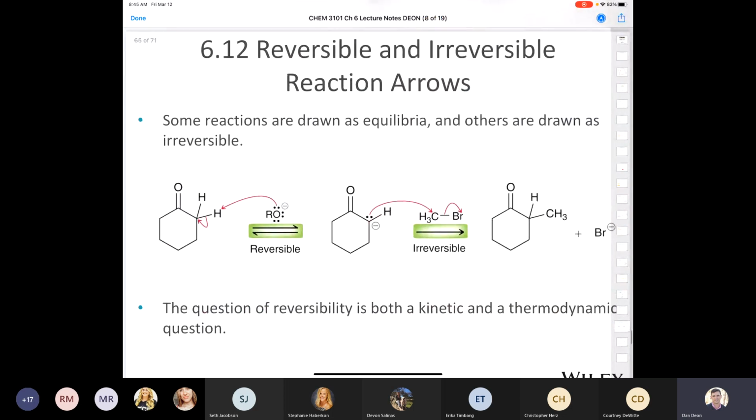All right, last section of section 6.12 is one of my favorite sections of this entire textbook. It's something that we go over today, and like I said, it's going to come up a lot.